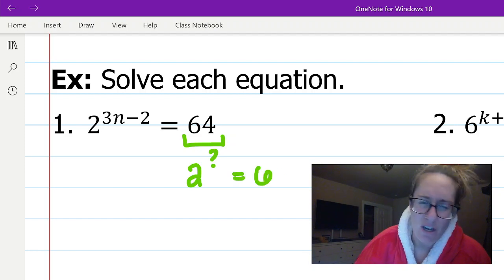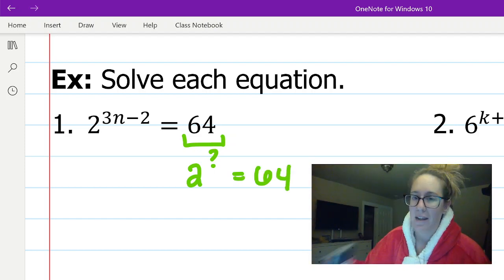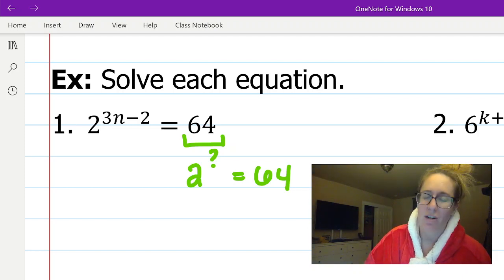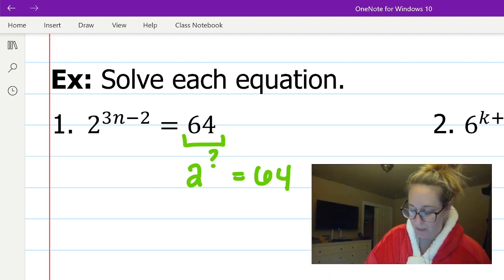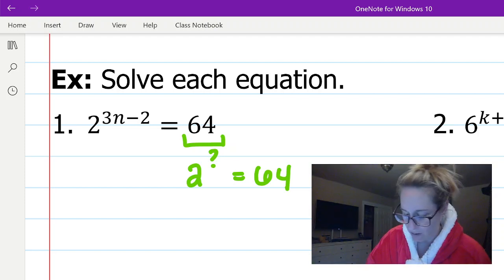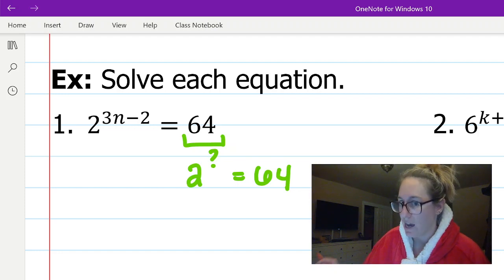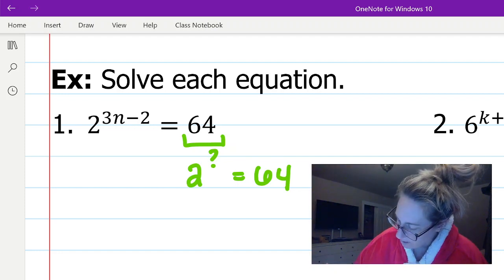Now you may not know what exponent that is from the beginning, but you guys have calculators, and you're going to have calculators for this test because a lot of the numbers are not nice numbers. All right, so you're just going like 2 to the power of 5, 2 to the power of 6. Oh, look, that one worked. Guess and check.